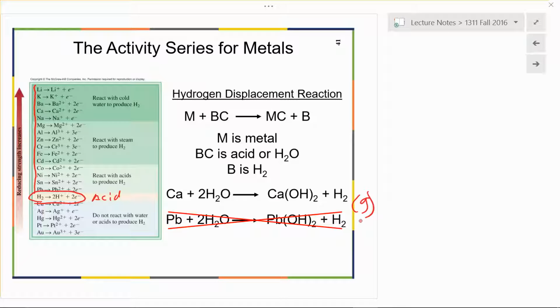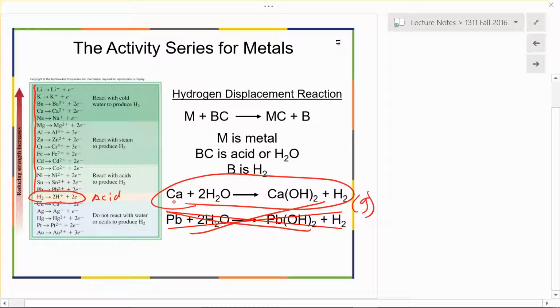So here you can see lead plus water does not produce lead hydroxide plus H2, which, you know, is a good thing because there are all kinds of lead pipes around, right? And you don't want to be producing a lot of hydrogen gas in the lead pipes and corroding the pipe or whatever. So that would not happen. But this one, calcium plus water. If it's pure calcium, just calcium all by itself, and you put it in the presence of water, it's going to create hydrogen gas. Okay.